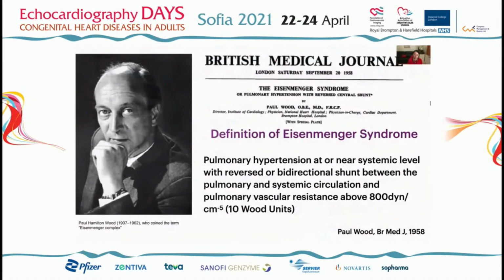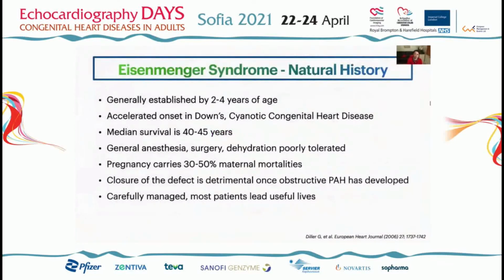Paul Wood, who worked at Brompton Hospital, wrote a very important scientific document on pulmonary hypertension and Eisenmenger. According to his definition, Eisenmenger syndrome is pulmonary hypertension at or near systemic level with a reversed or bidirectional shunt between the pulmonary and systemic circulation, and the pulmonary vascular resistance is more than 10 Wood units. So a large left-right shunt develops into Eisenmenger syndrome.